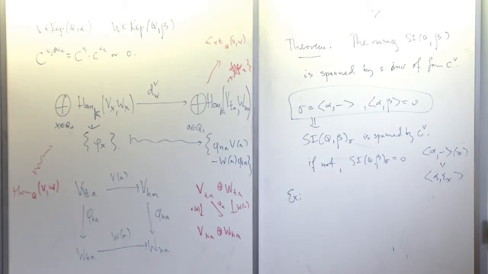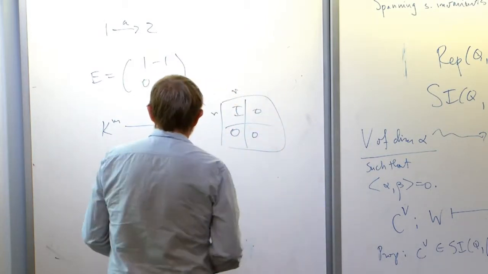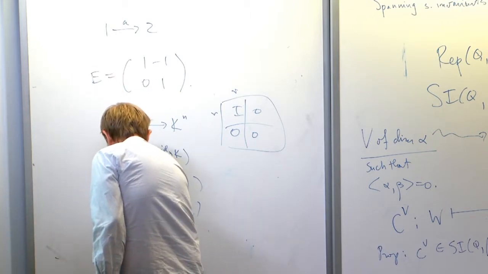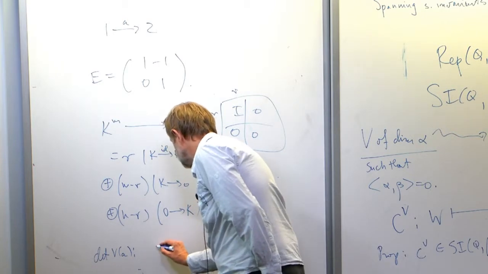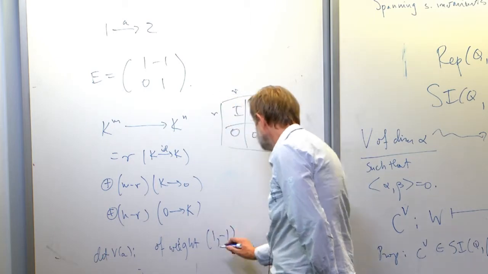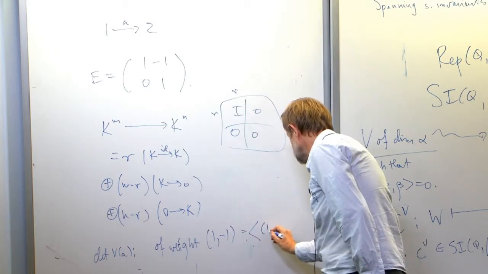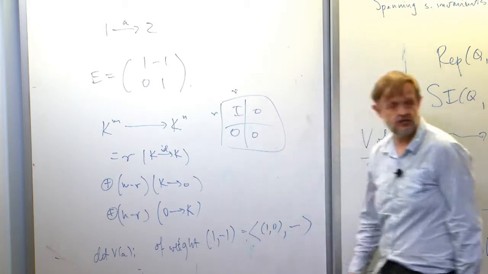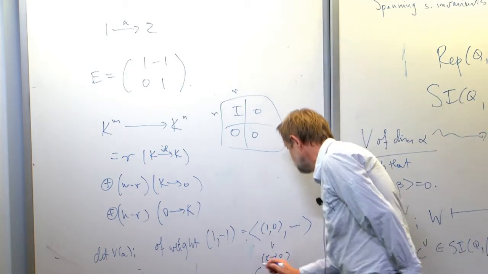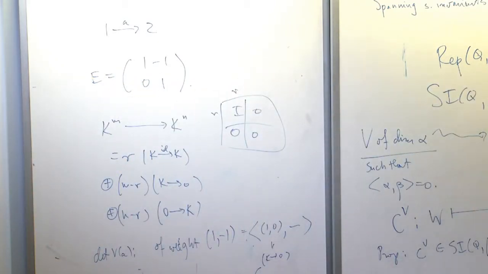So anyway, you see, the only semi-invariant here, determinant V of A, is of weight 1, minus 1, which is the first row of this thing, okay? Which means it is something with dimension vector 1, 0. So this is C of the representation K0.